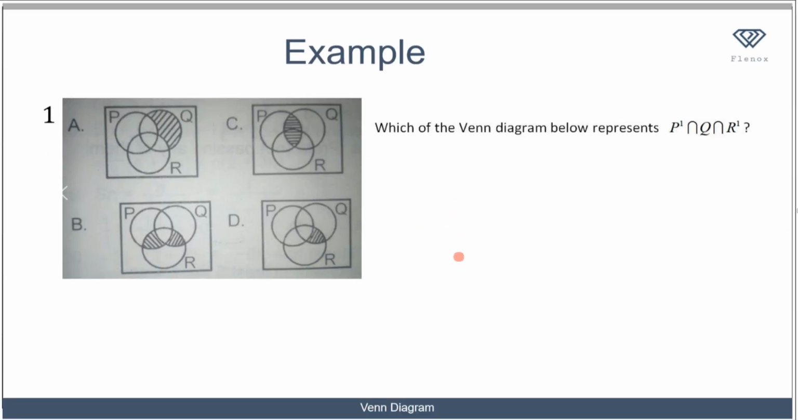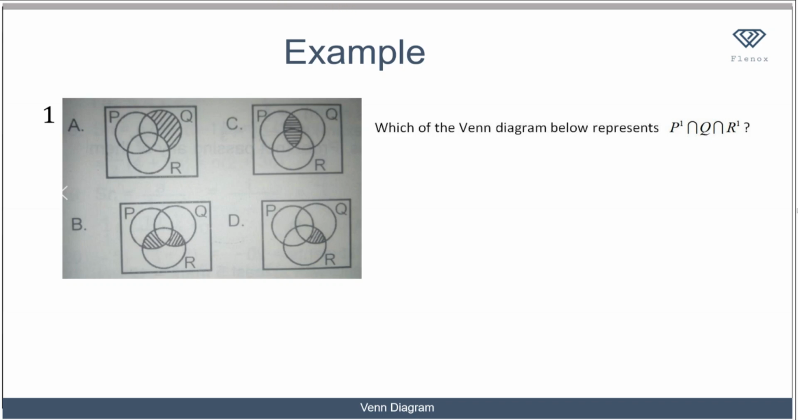So how do we use this to solve questions? Now this is an example of a past question. I'm going to try to solve that. Which of the Venn diagrams below represents P complement intersect Q intersect R complement? What are we going to do now? We're going to try to see if we can sketch this out. So let's try to sketch this out.